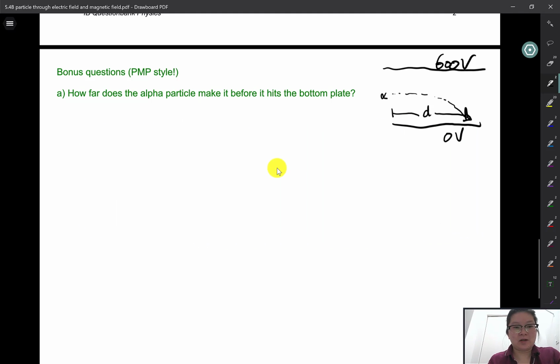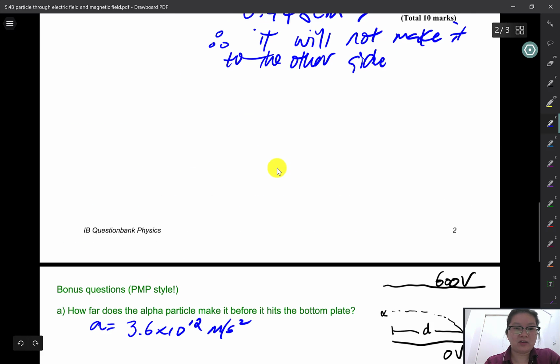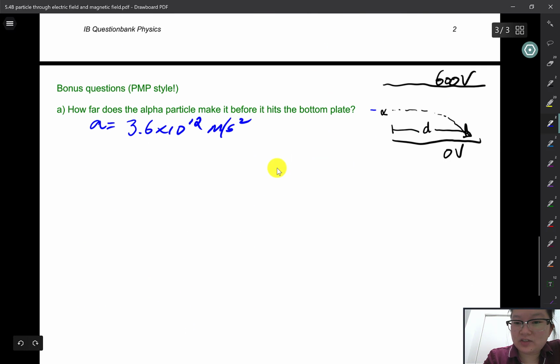Okay, so I'm going to start with bonus question A. Before we do this one, we need to know a few things. We need to know the acceleration. The acceleration of this alpha particle is 3.6 times 10 to the power of 12, I believe, meters per second squared. We also know that it is shot at 0.4 centimeters from the bottom of this plate, because the whole plate is 0.8 centimeters of separation.